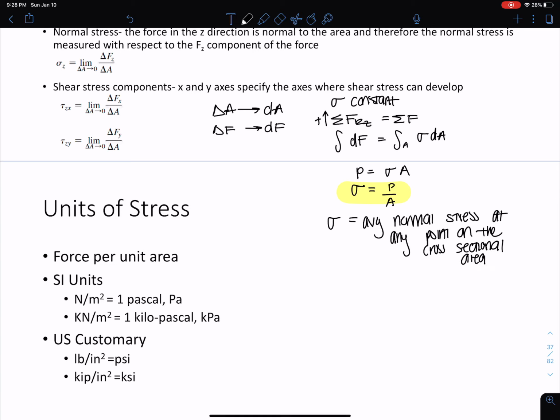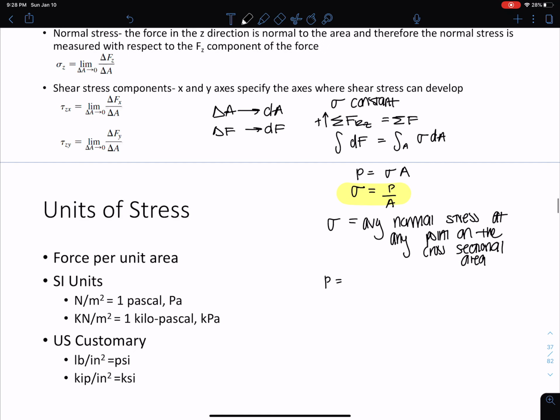Okay. P is the same thing as F. I had written this as F over A. You'll see the force written as P, which is kind of like a point load. You'll also see it written as F. So make sure you know P and F are the same thing. They just represent a force.